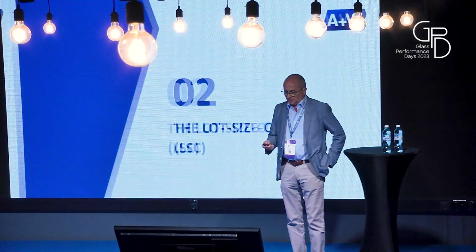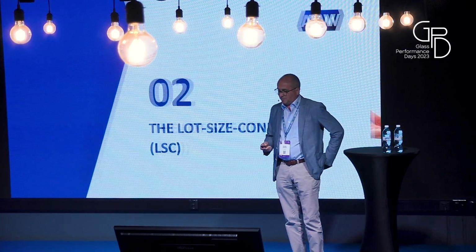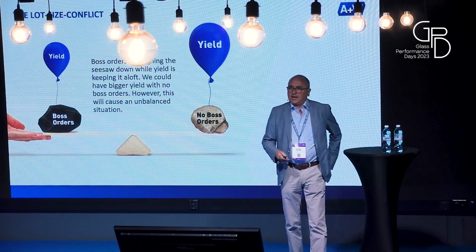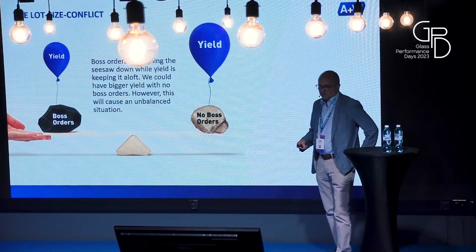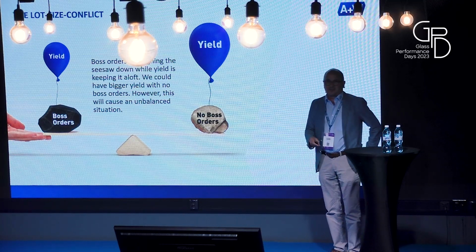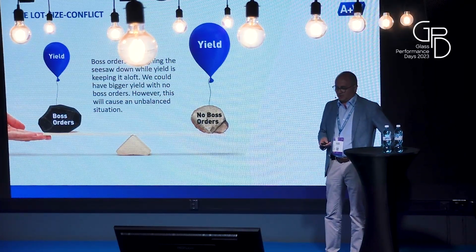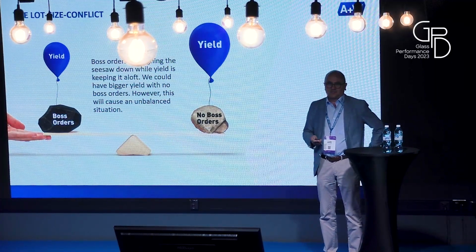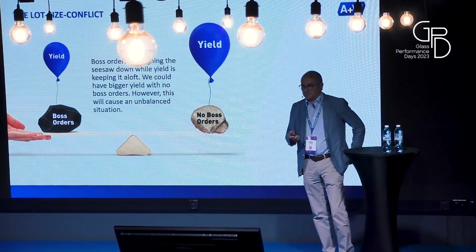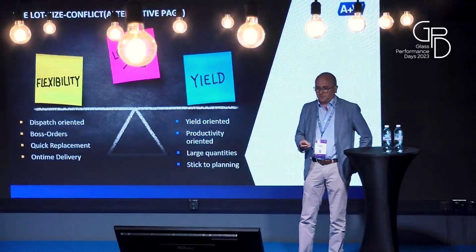So, where are we at the beginning? The lot size conflict. What is this about? I have a little picture where it's already obvious, but I like the picture, that's why I put it in here. There's always a conflict. There is this seesaw, and for example, boss orders and yield is a conflict that everybody knows, and that's why I wanted to put it at front here. You cannot get a good yield when someone is always influencing your production. This is just one example. There are a lot more, and we're coming a bit deeper into it.